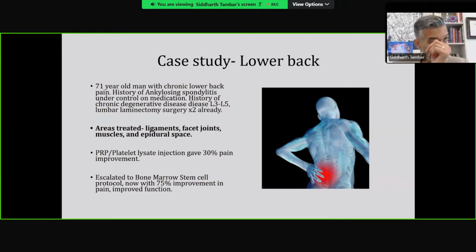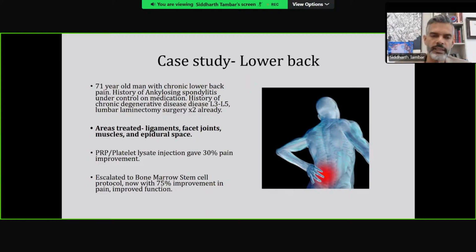In this patient's case, he had degenerative disc disease in his L3 to L5 level. He'd had prior surgery, he was still having pain. We see that frequently. In his case, we first tried platelets, treating all those areas: the ligaments, the facet joints, the muscles, and epidural space. He had a mild to moderate response to begin with. We escalated to bone marrow stem cells, and he's doing dramatically better.